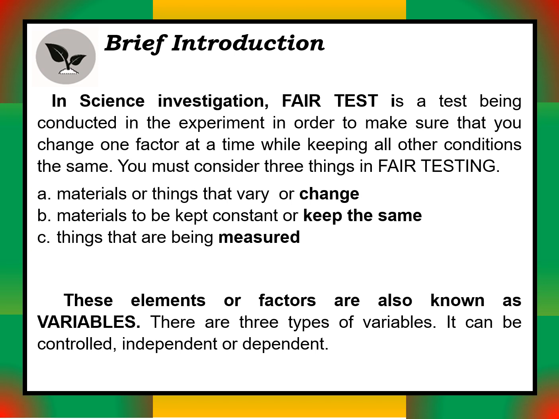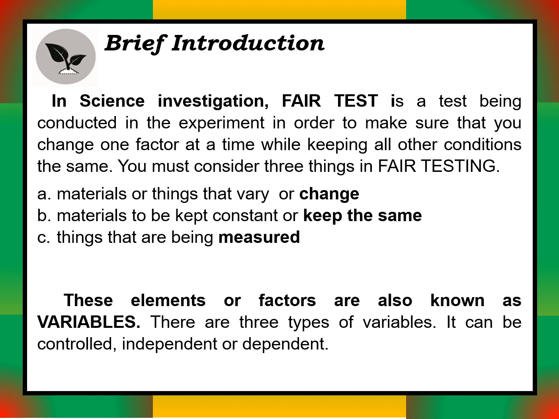Fair test is a test being conducted in the experiment in order to make sure that you change one factor at a time while keeping all other conditions the same. You must consider three things in fair testing. So there are only three things that you need to consider, remember, and do while doing fair test. First, materials or things that vary or change. Two, materials to be kept constant or kept the same. Three, things that are being measured.